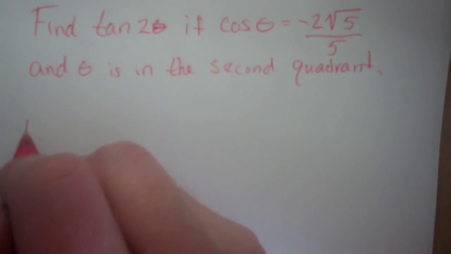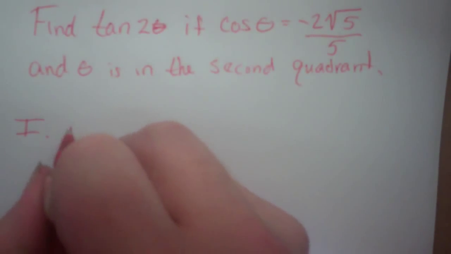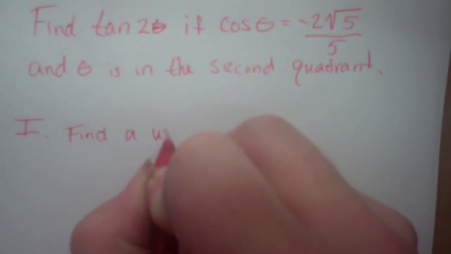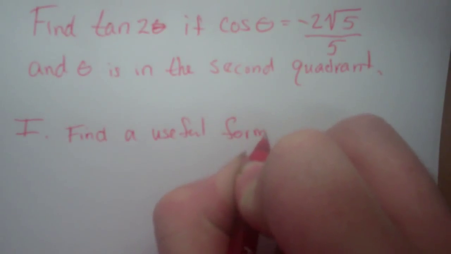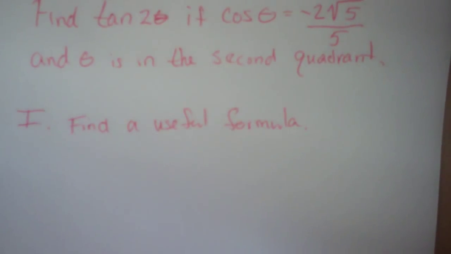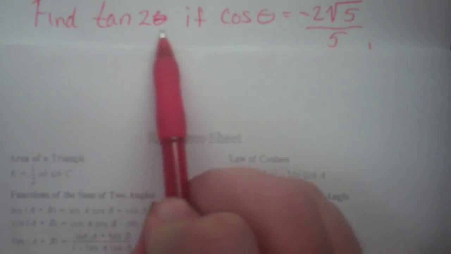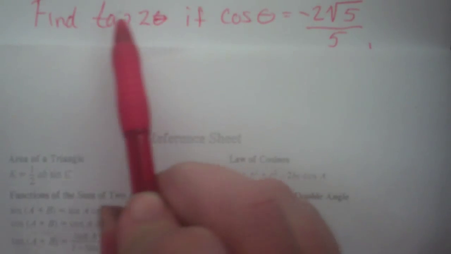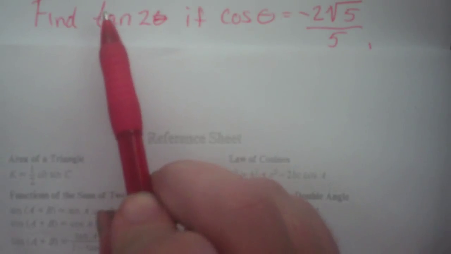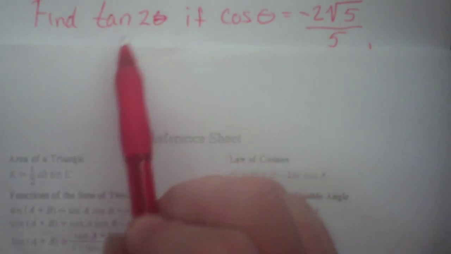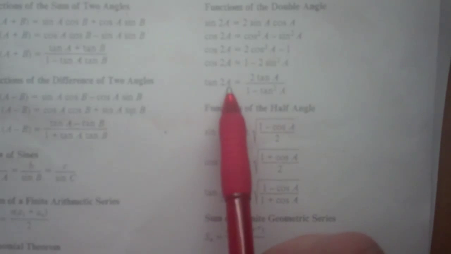Okay, good. So the first step for problems like these is we have to find a useful formula. To find a useful formula, you take a look at your reference sheet, which is on the back of your Regents exam, and we are looking for formulas that include what it is we're trying to find. In this case, we're trying to find a formula that talks about the tangent of 2 times the angle. So I'm looking here on the reference sheet, and I notice that right here there is a formula that talks about the tangent of 2 times the angle.